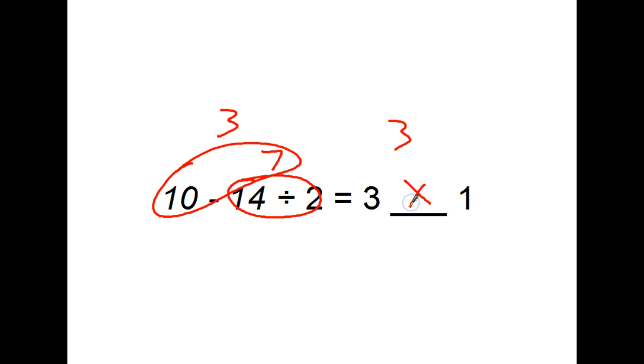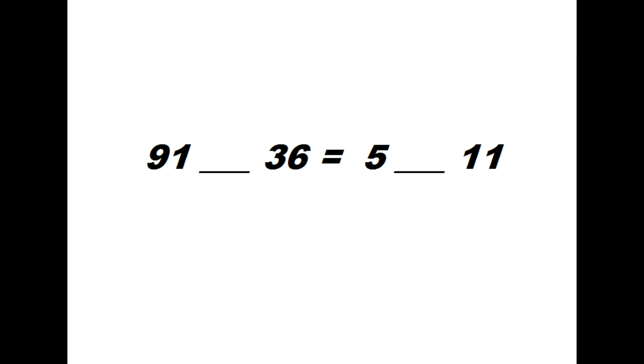3 times 1 would get me a 3. 3 divided by 1 would also get me a 3. So I could do times or divided by. This particular problem has both signs missing.